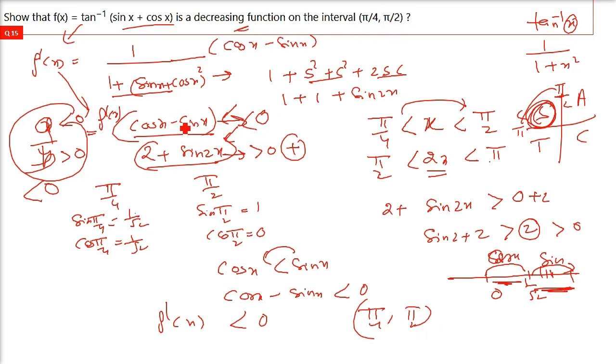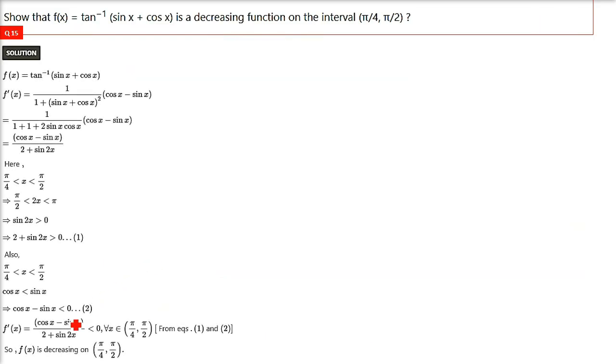So there are two things you have to tell. You have to handle the numerator and denominator separately, keeping in mind the interval pi by 4 to pi by 2. These are the steps you are going to follow. First I told you about the differentiation, then that 2 plus sin 2x is greater than 0, then that cos x minus sin x is less than 0. That is how the whole comes to be less than 0 in this interval, pi by 4 to pi by 2. The interval plays a very important role here.